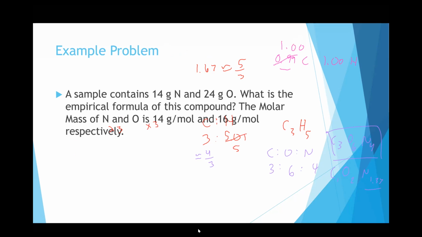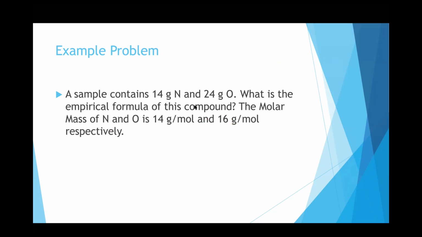And here's an example where we're actually going to use what we just learned. It's the same thing, except this time in step 3, you're going to get fractional numbers, and you're going to have to do what I just taught you to clear away those fractions. So the question is, a sample contains 14 grams of nitrogen and 24 grams of oxygen. What is the empirical formula of this compound? The molar mass of nitrogen and oxygen is 14 grams per mole and 16 grams per mole respectively.